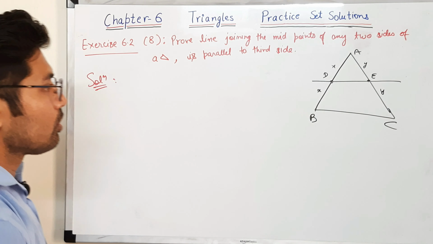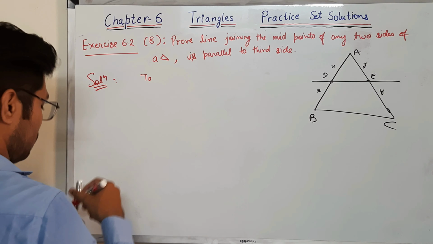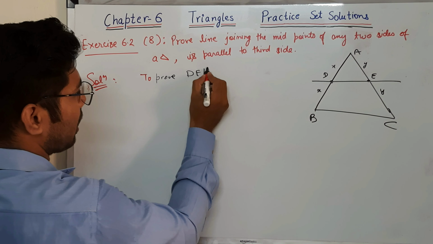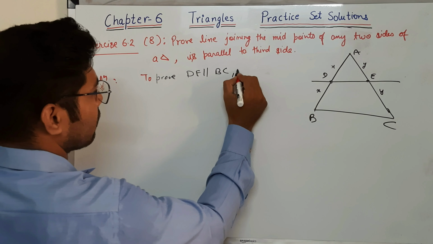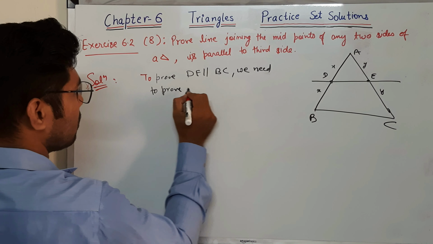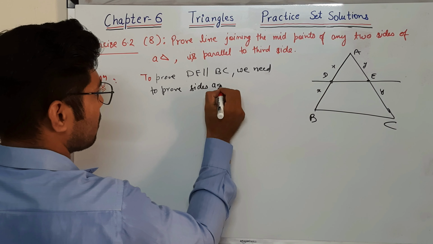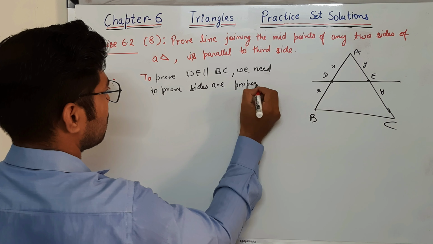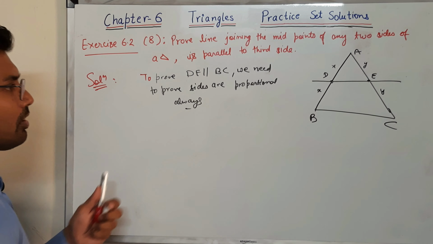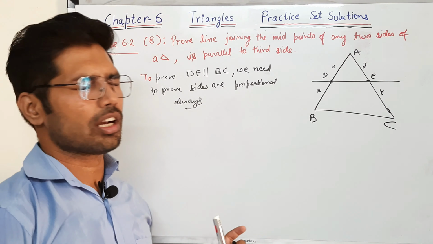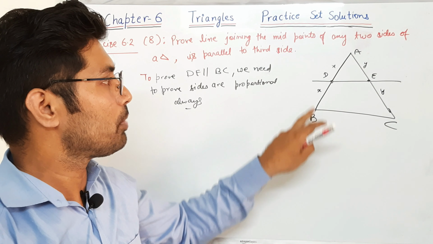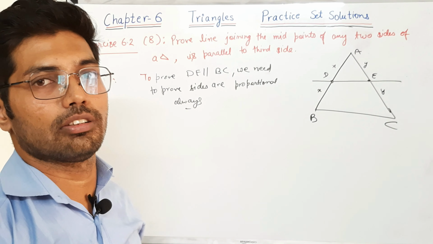Now, to prove DE is parallel to BC, we need to prove the sides are proportional, always. It means the triangle is not fixed here. For any general triangle, if a line passes through the middle points, it should be parallel to the third side. So we need to make sure this ratio of the lines is the same, proportional.